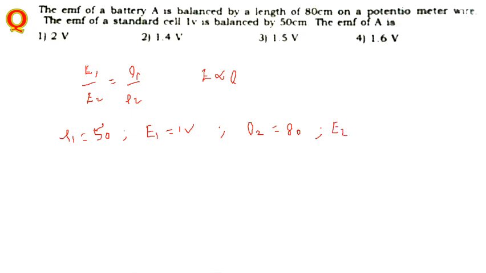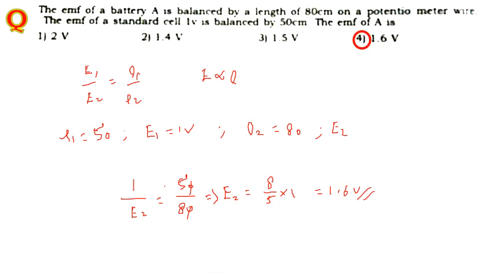Now substitute the values in this case. For the 1 volt battery, in this formula, E1 divided by E2 will be equal to L1 divided by L2, that is 50 divided by 80. The 0 will be cancelled. From this, E2 will be equal to 8 divided by 5 into 1 volt. So what you are going to have here is 1.6 volt. This is the answer. 1.6 volt is the answer.